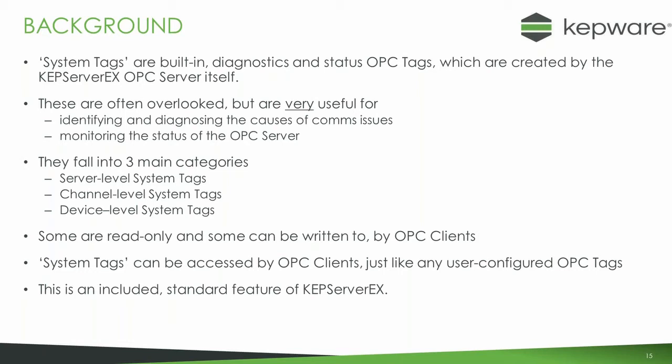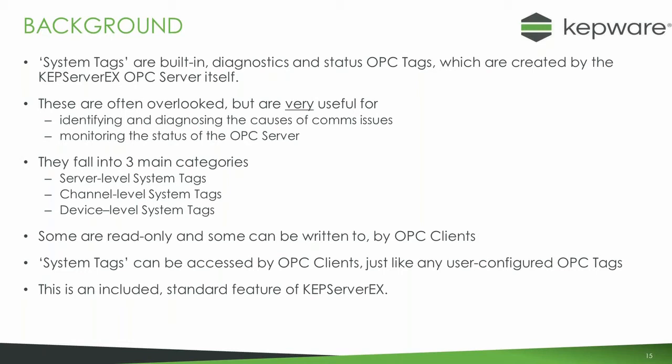So these OPC system flags fall into three different categories. You have system tags which are at the server level, about the behavior of the server. You have system tags which are at the channel level, about the behavior of the individual channel. And then you have system tags at the device level, talking about each device on the channel. Some of these tags are read-only, and some are read-write. So you can read all of them from OPC clients, but some of them you also have access to write to.